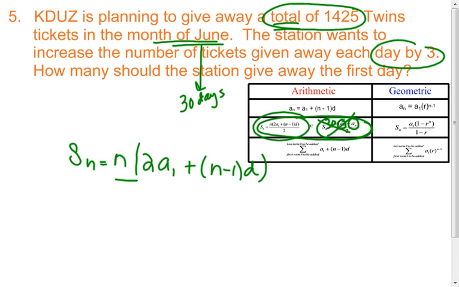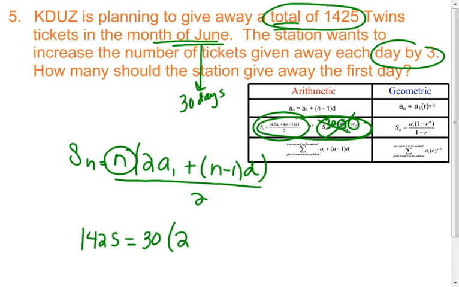If I choose to use this formula now, I don't need to know how many tickets were given away on the 30th day. Okay? But I know that the sum is $1,425. I know that there are 30 days in June, so there will be 30 giveaways. I know that on the first day, that's what I'm trying to figure out. I don't know how many tickets are going to be given away on the first day. I know that n is 30. I know that I'm increasing my number of tickets by 3 tickets each day. And then, of course, I will divide by 2.